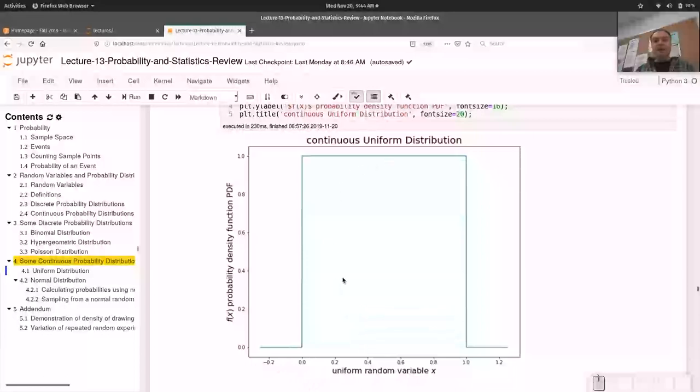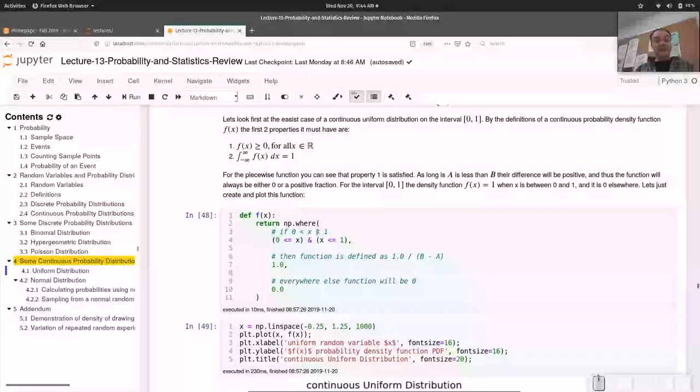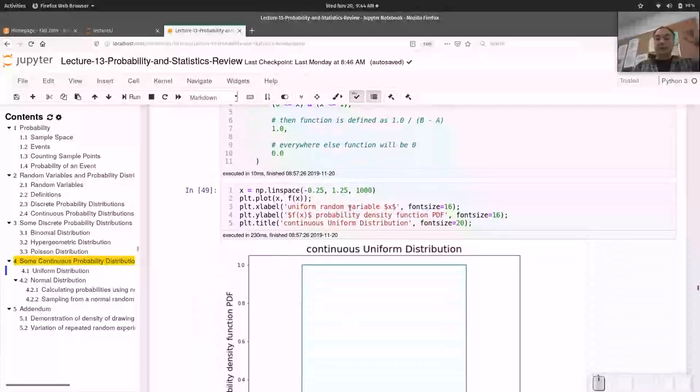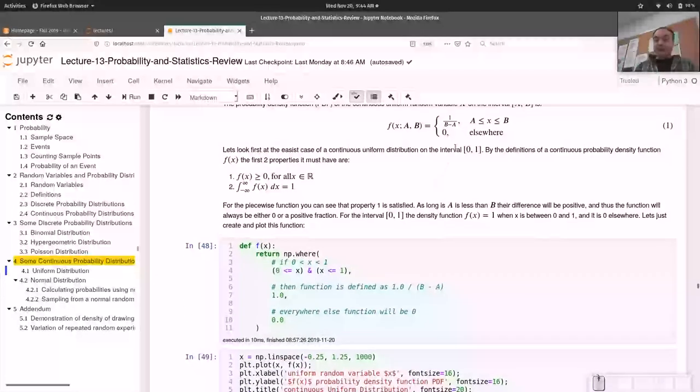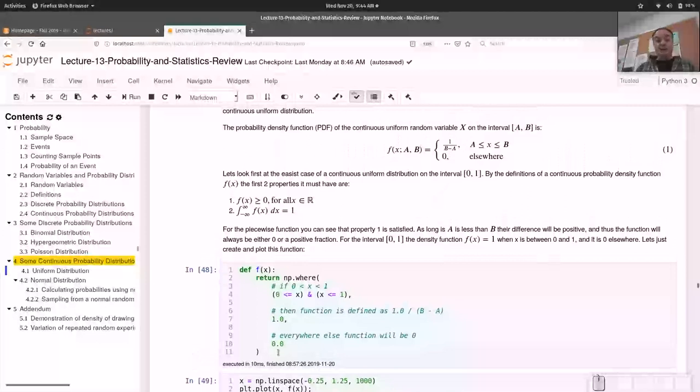So the probability density function for the uniform, where the interval is from 0 to 1, is 1 between 0 and 1, and 0 everywhere else, right? This is a little Python function that's vectorized, that implements this piecewise function so that we can plot it and use it. When x is between 0 and 1, we return 1.0, or b minus a. And when it's outside of that range, we return 0. So here, let's go back.